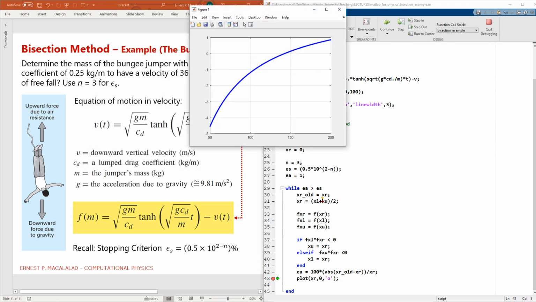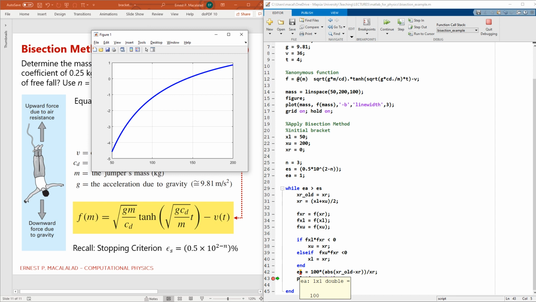Run. So our EA here now is 100. So x old is 0 and xr is 125. Continue. So our EA now will be 23%, which will plot this one. And then the next EA would be 13%. You will notice that the EA decreases. So our EA right now is 67.97. So that is our value. Let's continue again.